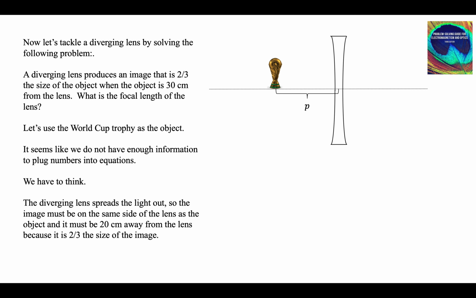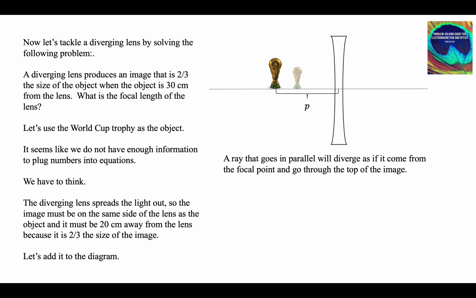Let's think. The diverging lens spreads the light out. So the image must be on the same side as the object, and the image must be 20 centimeters away from the lens because it is 2/3 the size of the object. Remember those similar triangles. If the magnification is 2/3, the image has to be 2/3 of the object distance away. The object is 30 centimeters, the image has to be 20 centimeters away. Let's add it to the diagram. There it is. There's the image. It's 2/3 as big, it's 20 centimeters away.